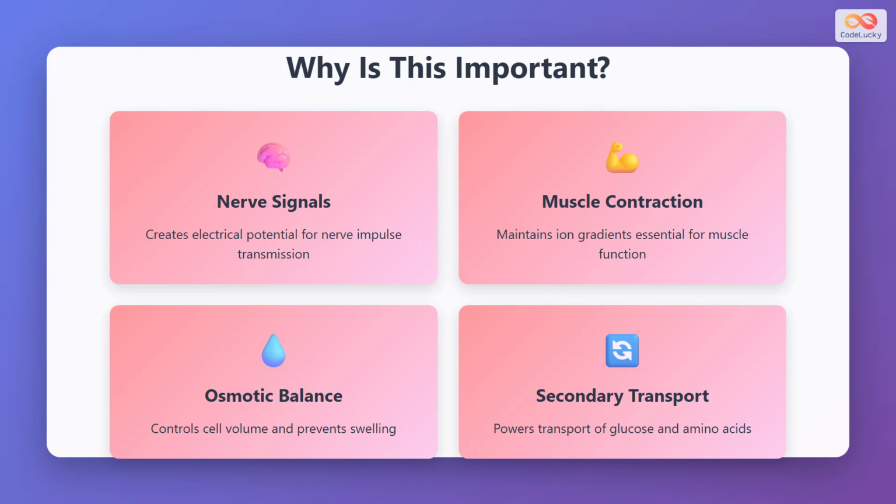You might be wondering why this pump is so important. It serves multiple critical functions in your body. First, it creates the electrical potential necessary for nerve impulse transmission, allowing your nervous system to send signals. Second, it maintains the ion gradients that are essential for muscle contraction, enabling your muscles to work properly. Third, it controls osmotic balance, which prevents cells from swelling or shrinking due to water movement. Finally, the gradients created by this pump power secondary transport processes that move other important molecules like glucose and amino acids into cells.